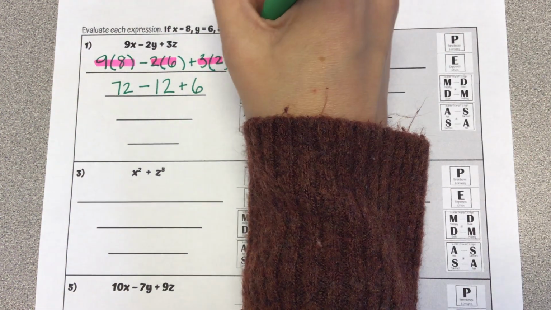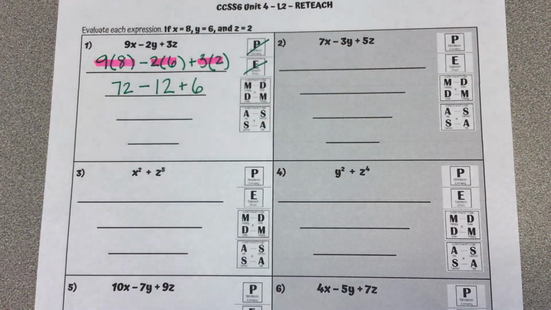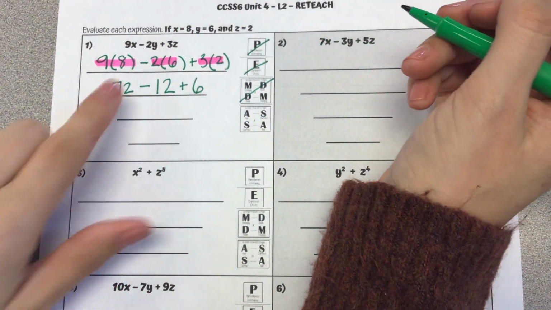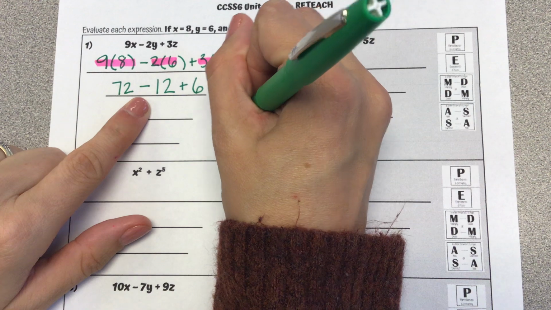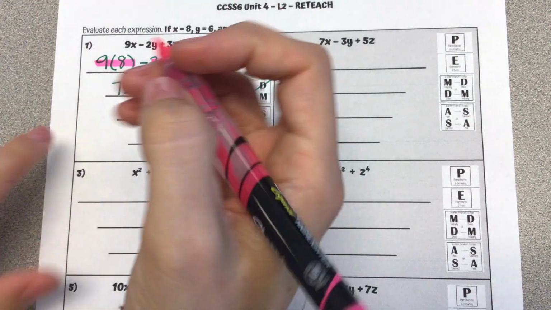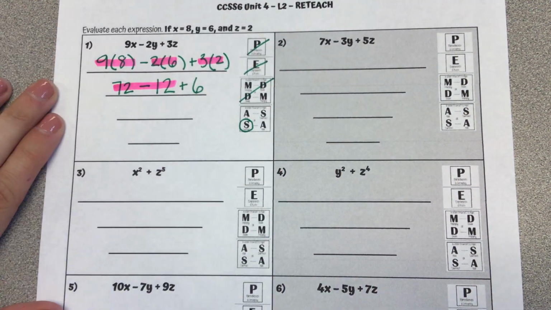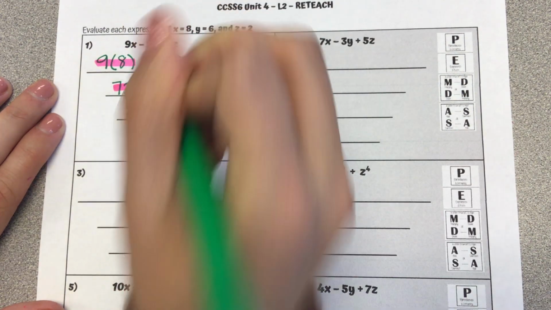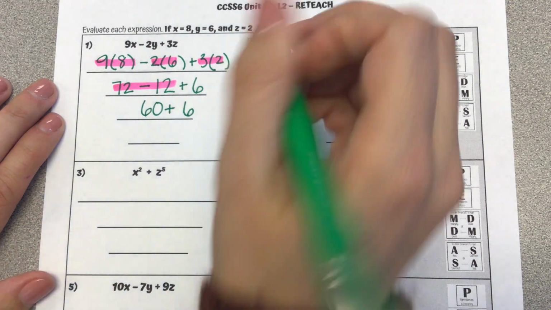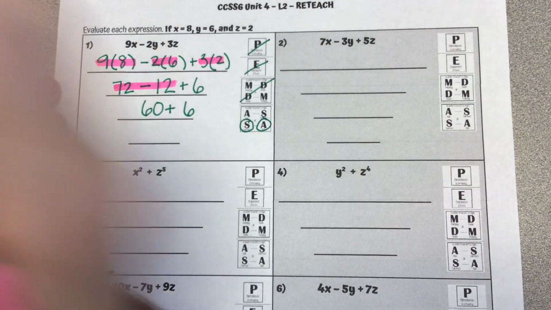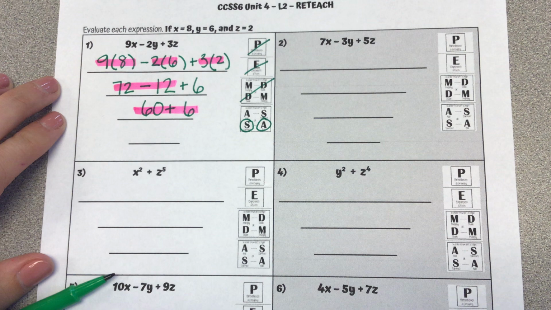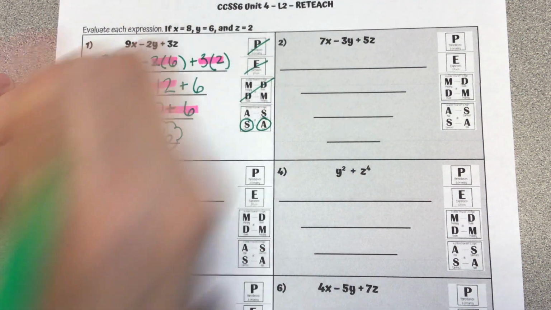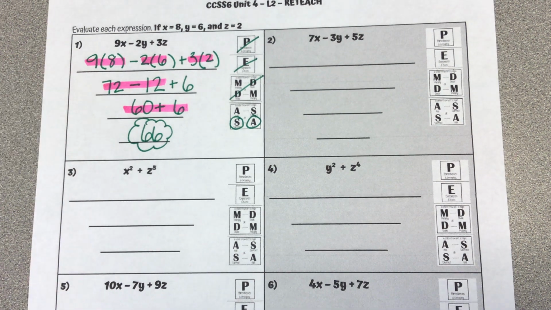There are no parentheses. There are no exponents. There is no multiplication or division, just addition and subtraction. I start from the left, which is subtraction. So I'm going to be doing 72 minus 12 first, which is 60, plus 6. Now all that's left is addition, so I'm going to add 60 plus 6, which is 66. Let's look at it for number 2.